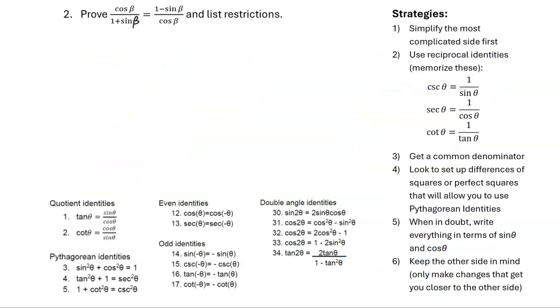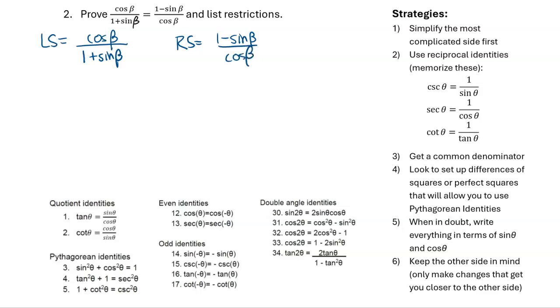Number 2 says prove cosine beta over 1 plus sine beta equals 1 minus sine beta over cos beta, and list restrictions. So let's go ahead and separate the left side and the right side. So the left side is cosine of beta over 1 plus sine beta. And the right side is equal to 1 minus sine beta over cosine of beta.